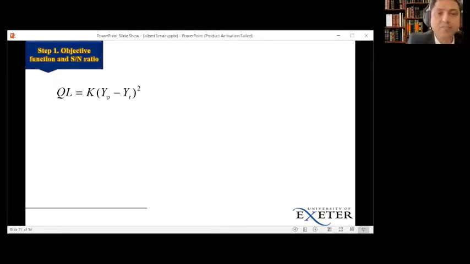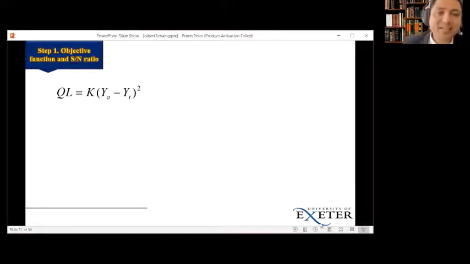To define the objective function, a quality loss function is determined to measure parameters' deviation from its target quality. This is the quality loss function. QL is the quality loss function, K is the quality loss factor, YO is the observed response, and YT is the target quality.